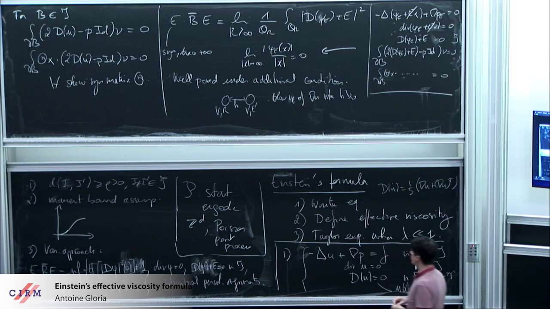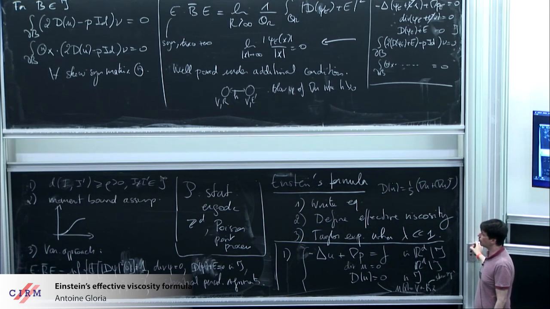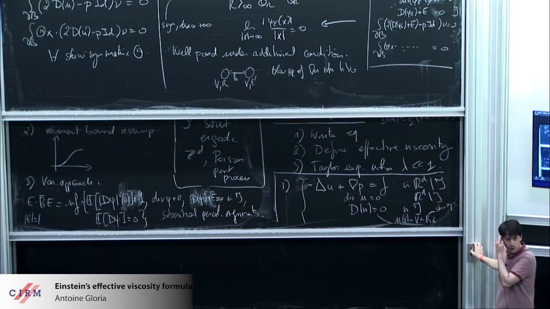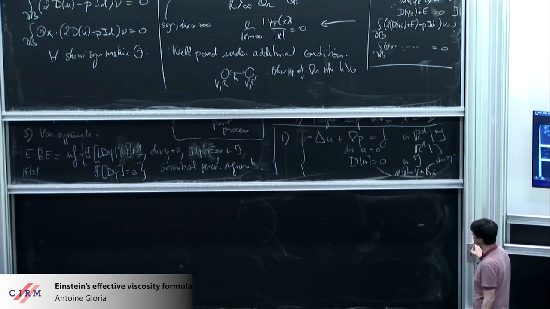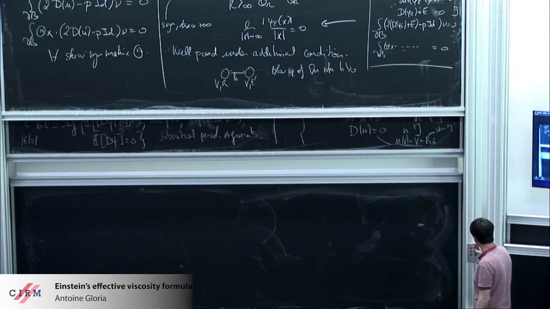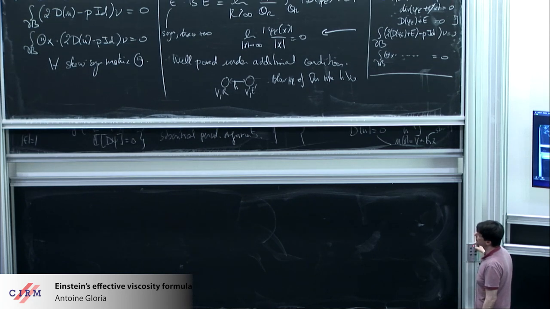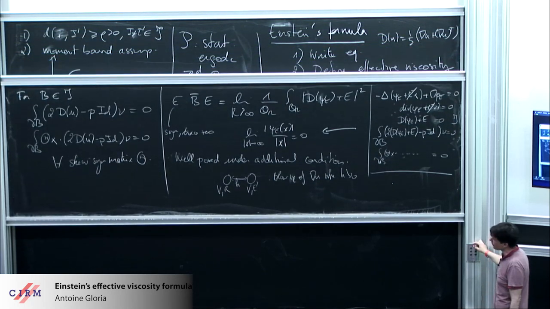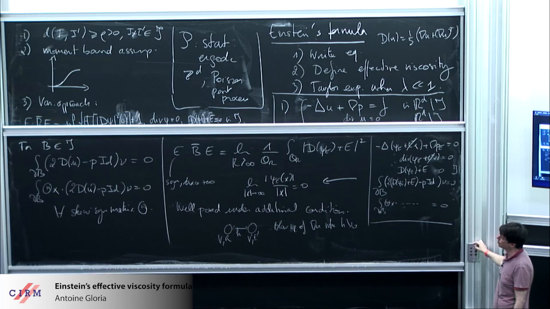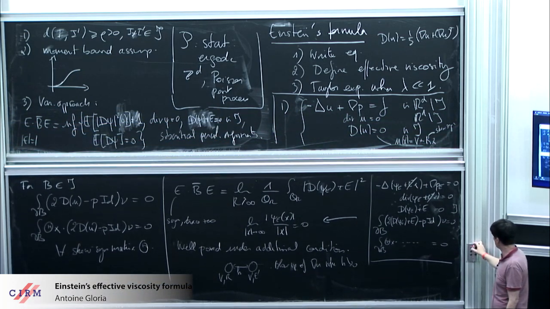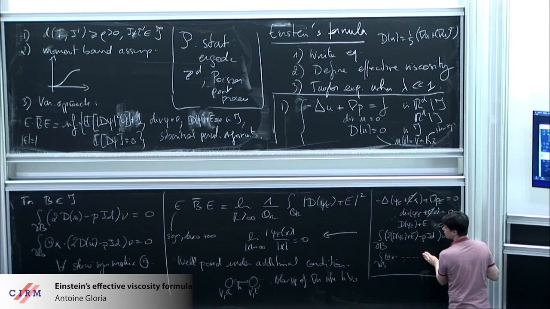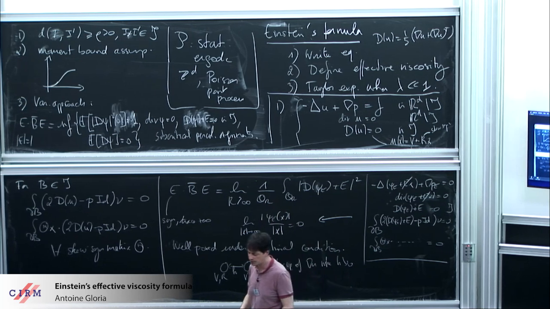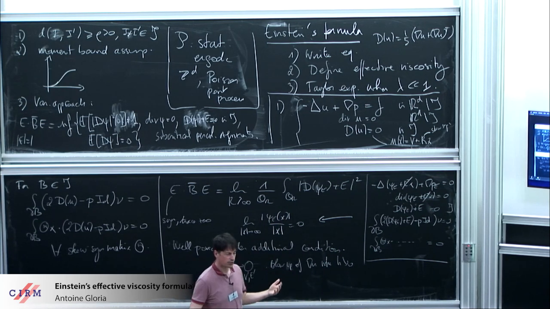Okay. So now I've described how you can define the effective viscosity. You have two ways to do that: one with the PDE, one with the variational version. And now I want to show you that it was a good choice to prove the Einstein formula. So I will present the proof of the Einstein formula only assuming you were in the first case, but actually you can do that in the two other cases.